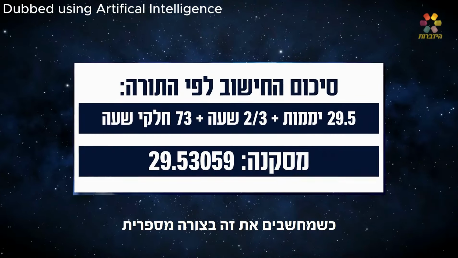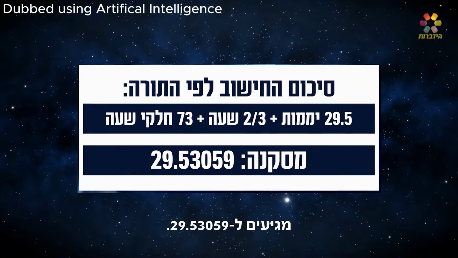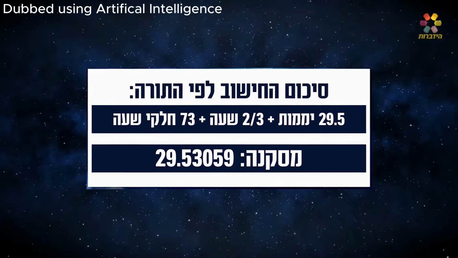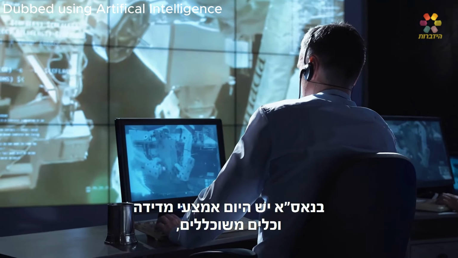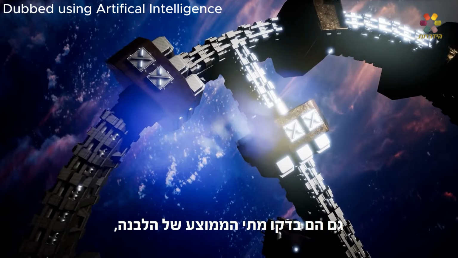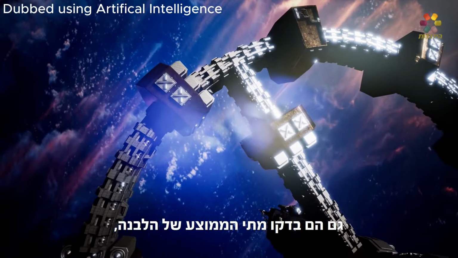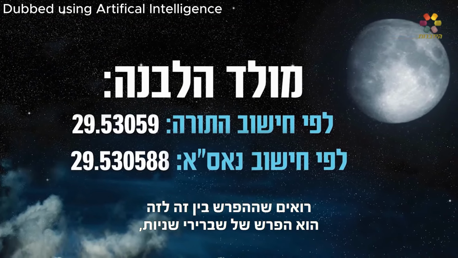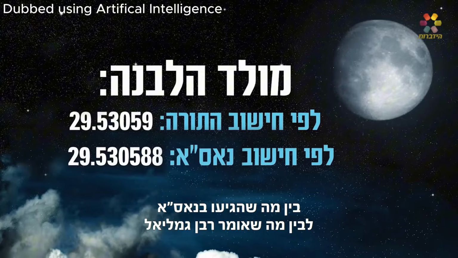When this is calculated numerically, it comes out to 29.5309. NASA today has measuring tools and sophisticated instruments, and they also checked when the average of the moon occurs. They see that the difference between this and what NASA found is a difference of fractions of seconds between what Rabban Gamliel said 2,000 years ago and what NASA finds today.